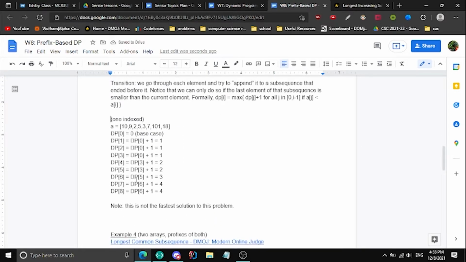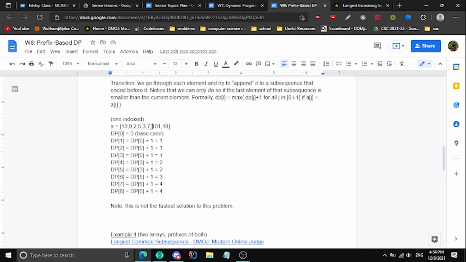Okay, so moving on to DP at 7, which is this 101 here. You realize that this can extend any subsequence it wants because it's greater than everything else before it. And so the largest out of 1, 2, 3, 4, 5, 6 is going to be 3, and so 3 plus 1 is 4. And A at 8 is 18.